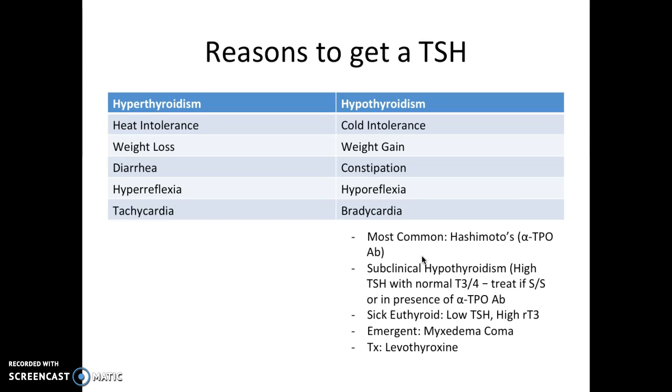Another thing you might hear about is a syndrome that's associated with malignancy called sick euthyroid syndrome. This is where you have low everything: low TSH, low T3 and T4, but you have this unusual thing called reverse T3. When you see reverse T3, that's basically a cue for potential malignancy with this sick euthyroid.